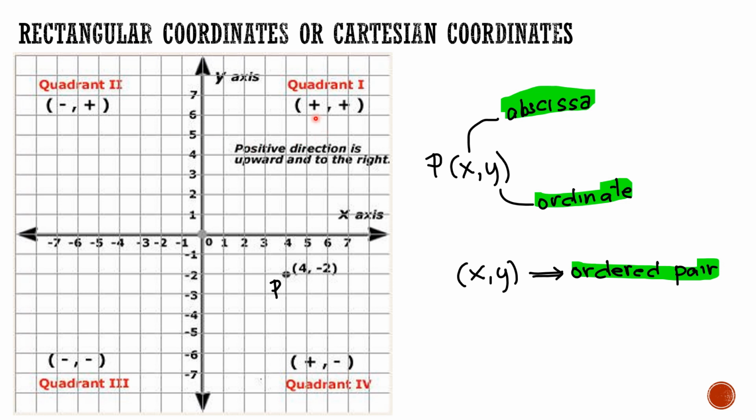In quadrant 1, the abscissa x is positive and the ordinate y is positive. In quadrant 2, the abscissa x is negative and the ordinate y is positive. In quadrant 3, the abscissa is negative and the ordinate is negative. And in quadrant 4, the abscissa or the x-coordinate is positive and the ordinate or the y-coordinate is negative.